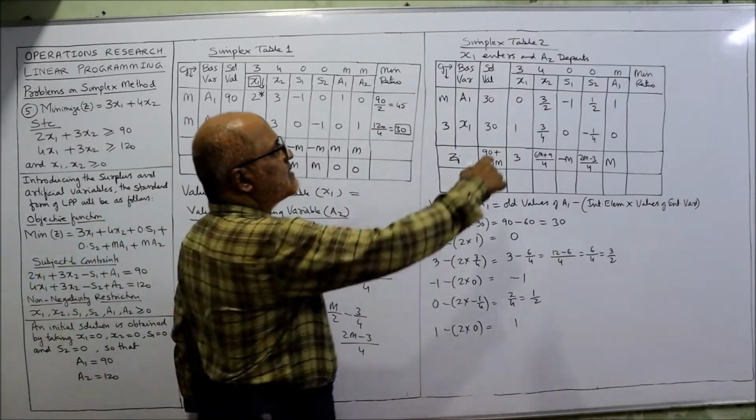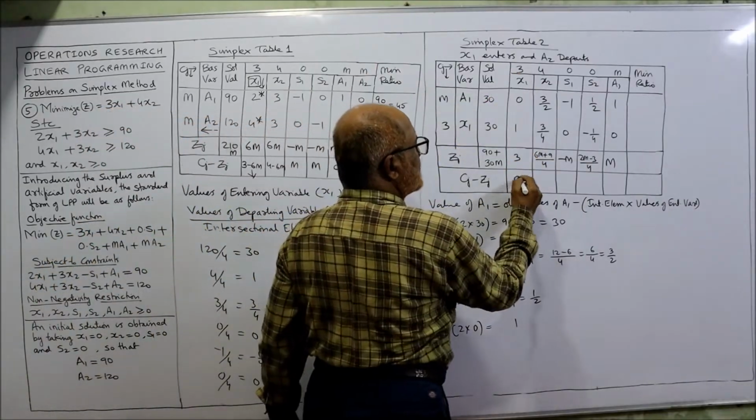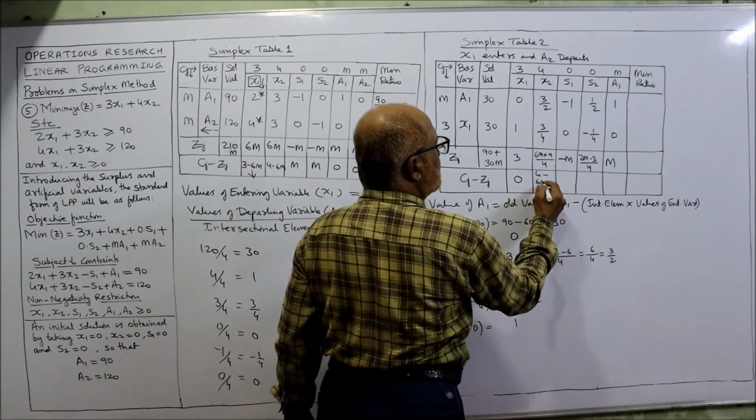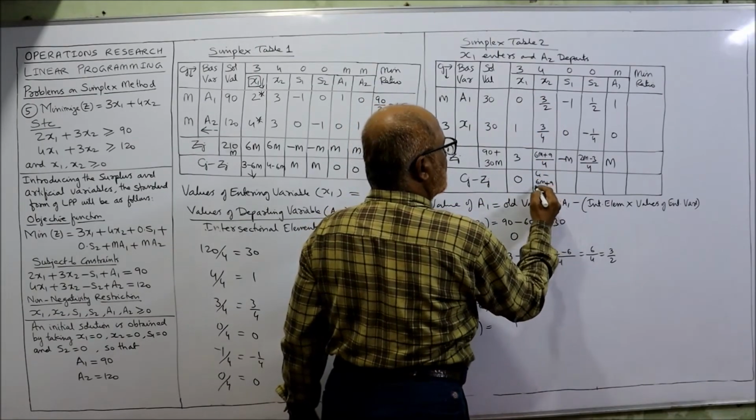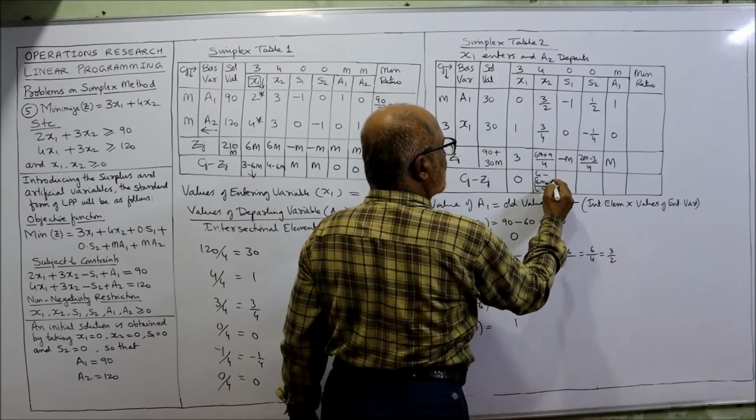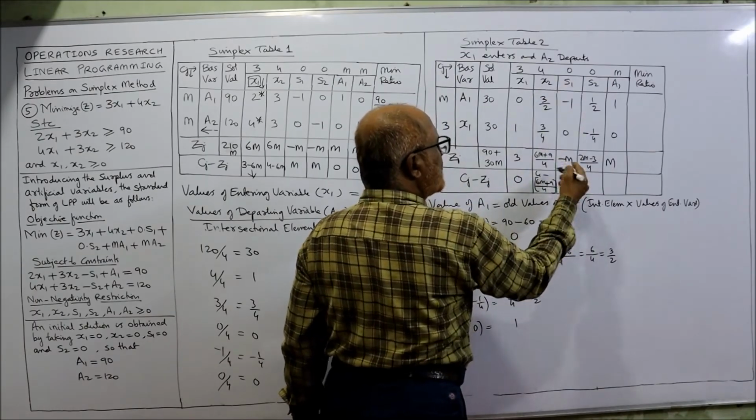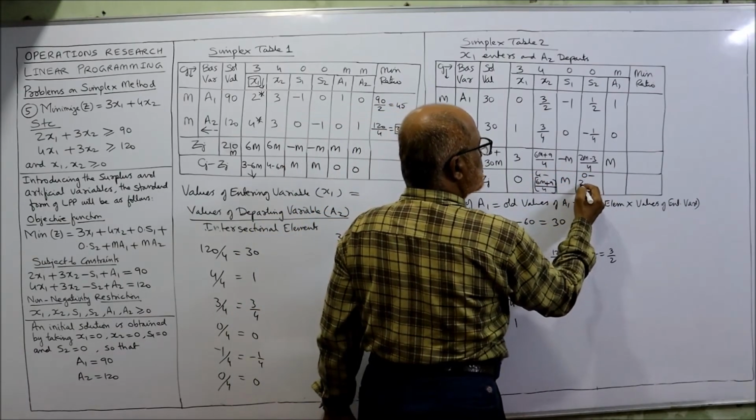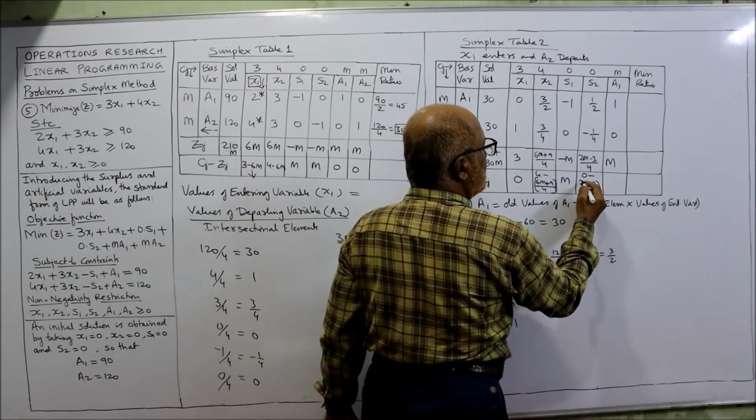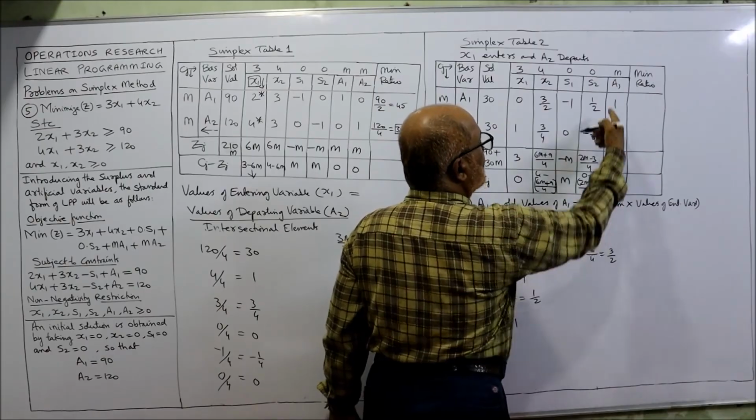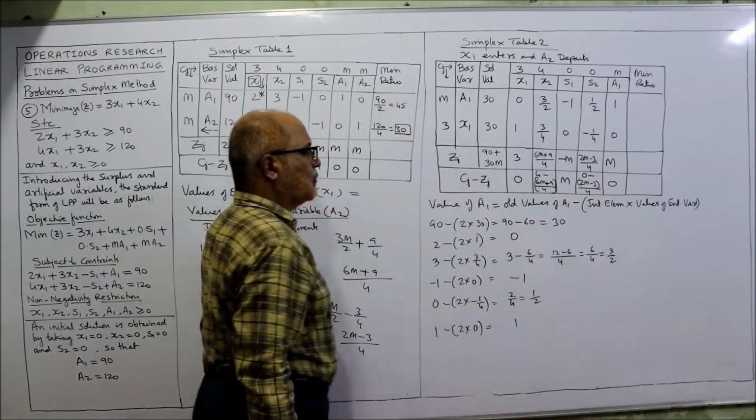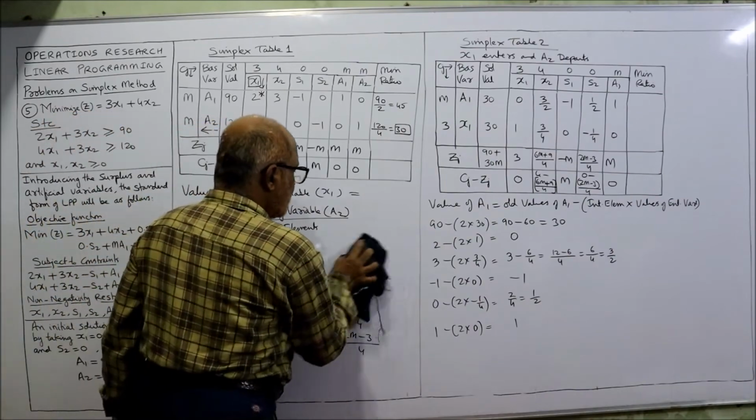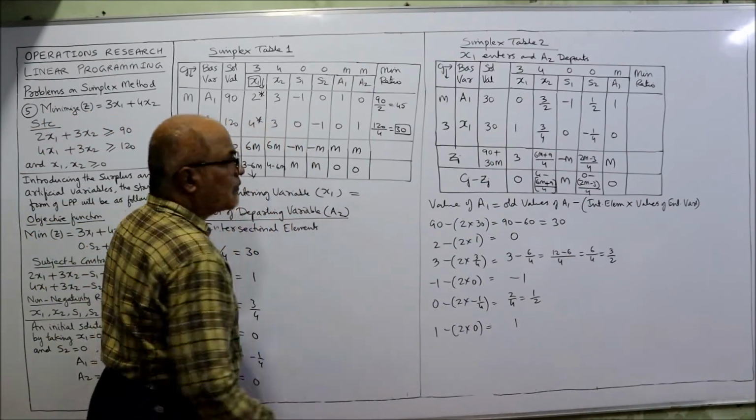Now CJ minus ZJ is 3 minus 3, 0. 4 minus (6m plus 9) divided by 4. Here 0 minus m will become plus m. Then 0 minus (2m minus 3) divided by 4. M minus m, 0. That's it. Now we have to find out which is the entering variable.